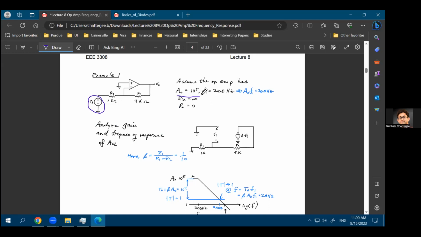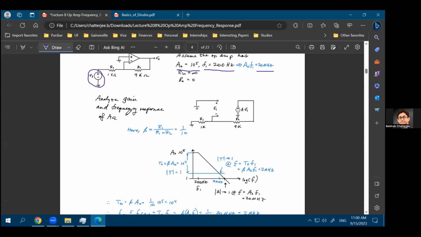So in the open loop scenario, this op amp has a gain of 10 to the power 5. That is 100,000. So that's the open loop gain of the op amp. The open loop bandwidth of the op amp is 200 Hertz. So what is the gain bandwidth product? That is A naught times F1, which is equal to 20 megahertz. I'm just multiplying 10 to the power 5 with 200, and I get this 20 megahertz number. The Rin you can again calculate, that would be infinity. The R naught you can again calculate, that will be 0 in this case.